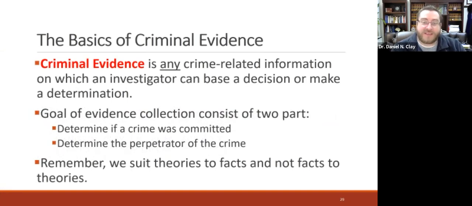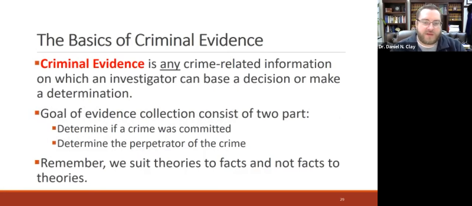This is the basics of criminal evidence. Criminal evidence is any crime-related information on which an investigator can base a decision or make a determination. Right? So any crime-related information. Again, we're looking for information on which the investigator can base a decision and make a determination. So is it helping that investigator one way or another?